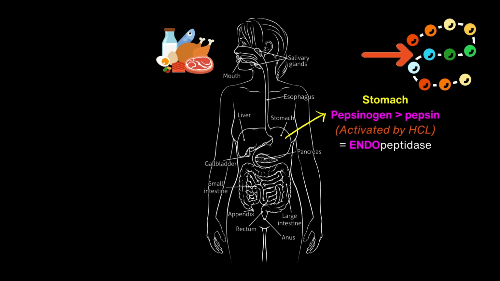So we start in the stomach. So remember, the stomach is quite acidic, and we have pepsinogen, which is the enzyme precursor, and this is activated by the hydrochloric acid, which converts it to pepsin, and this helps to break down the protein. This is an endopeptidase, so it's breaking down the polypeptide chain in the middle. So you can see the arrow pointing to the middle.